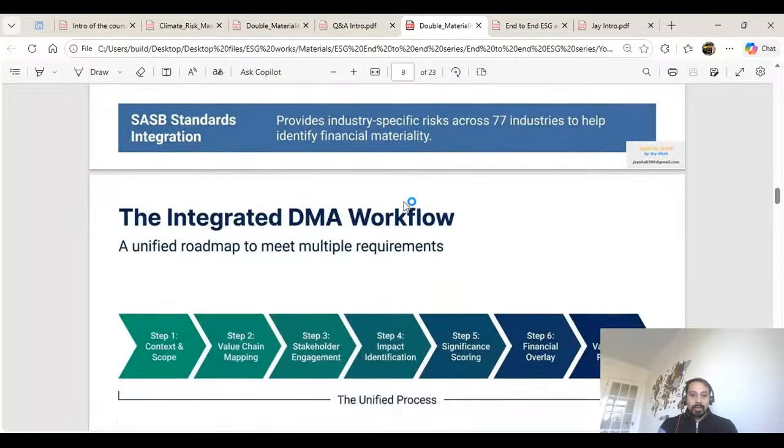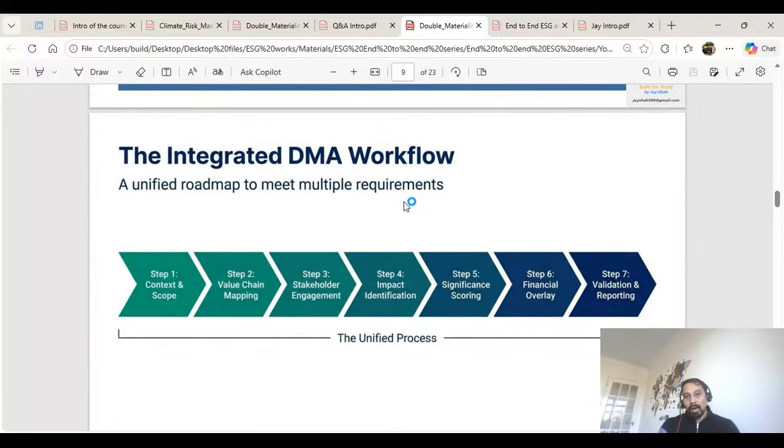So for that, you have to understand how we are going to calculate the double materiality assessment, which is an integrated double materiality workflow that covers the impacts as well as the financial materiality. So for that, you have to understand each and every step first. So the first step is the context and scope. I divided it into 7 steps for your easy, unified process to understand.